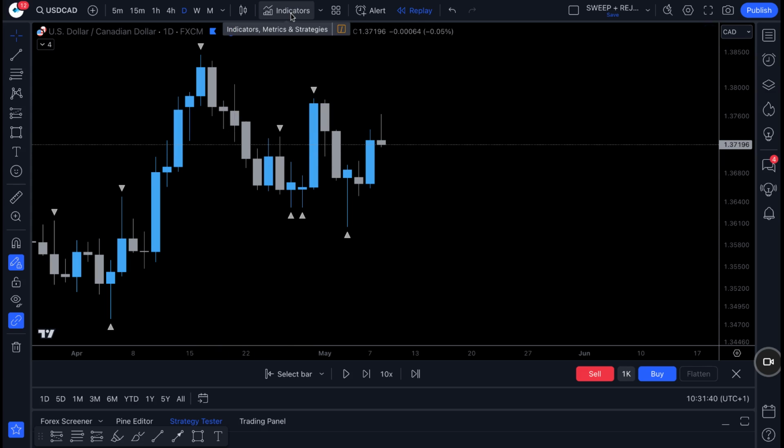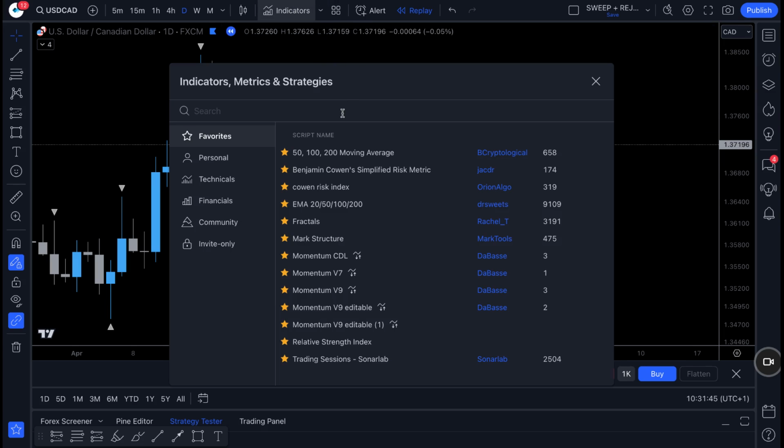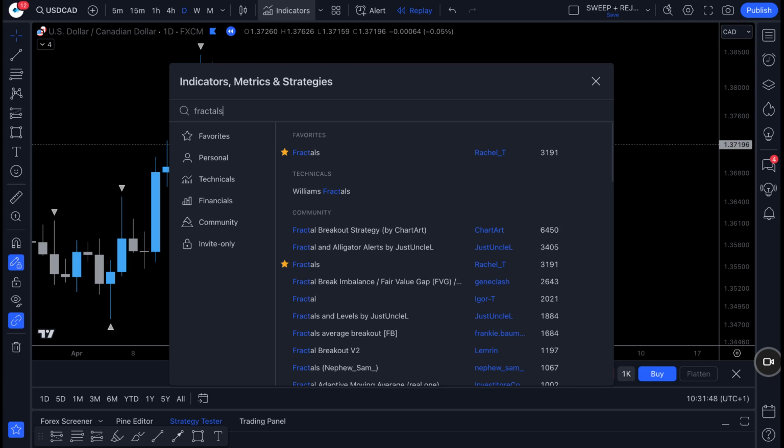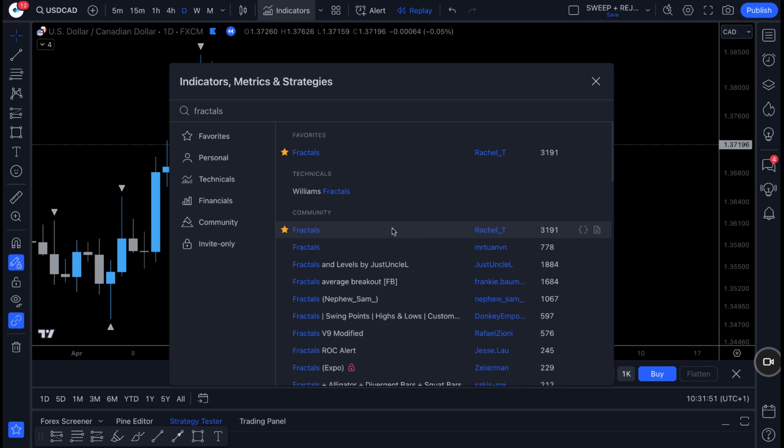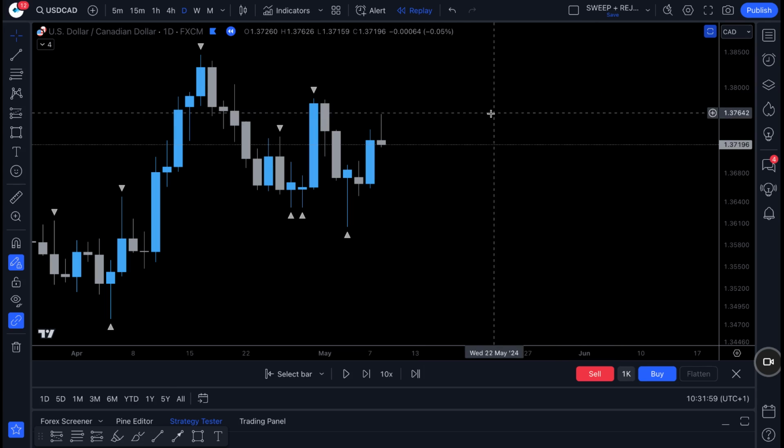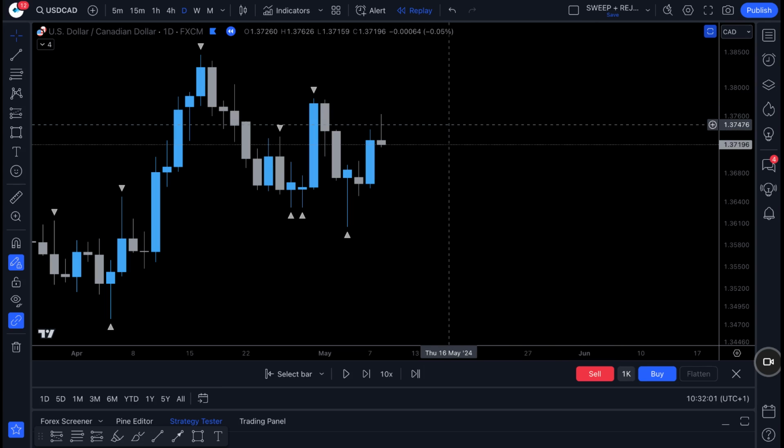First off, head over to the indicators tab situated at the top of your screen. Then if you type in fractals, it's this one here by Rachel_T. Add that to your charts, add that to your favorites. This indicator comes in very handy. Unlike a lot of other indicators, it's not a lagging indicator. It uses the most recent price action to forecast our outlooks and projections and allows us to spot areas of liquidity within the markets.